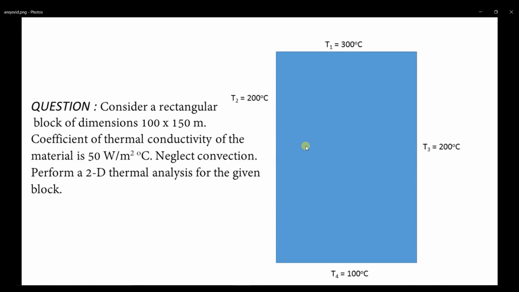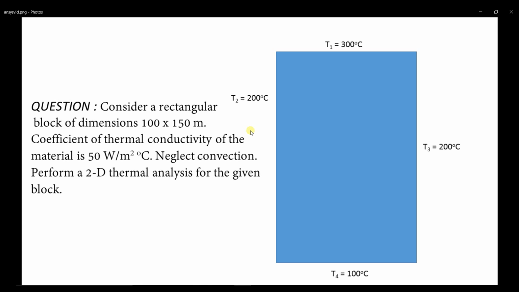How to do thermal analysis in ANSYS. This is a 2D thermal analysis. As you can see, we have a rectangular block of 100 by 150 meters, and the coefficient of thermal conductivity of the material is 50 watt per meter degree centigrade. In this problem, we are not going to consider the effect of convection. We are going to see only conduction effect on this block.